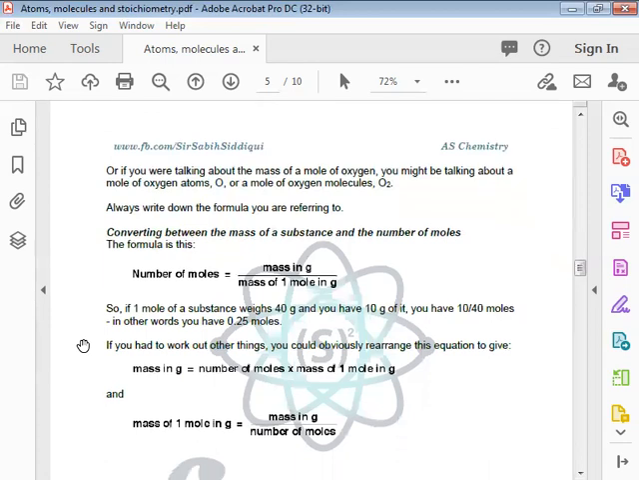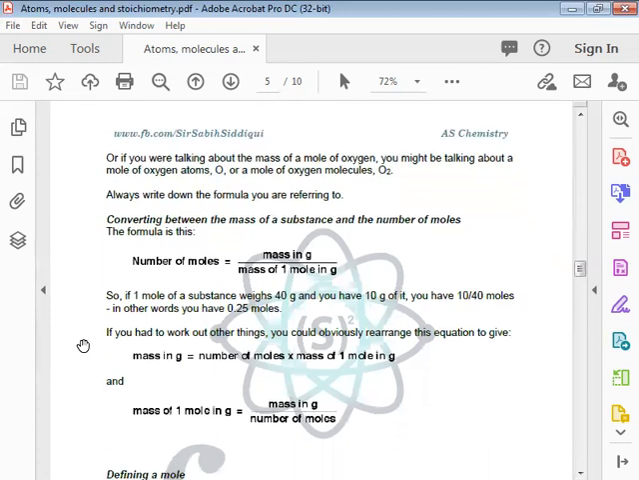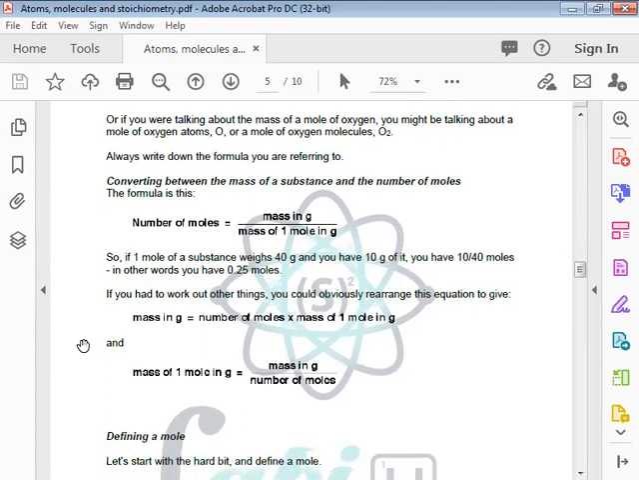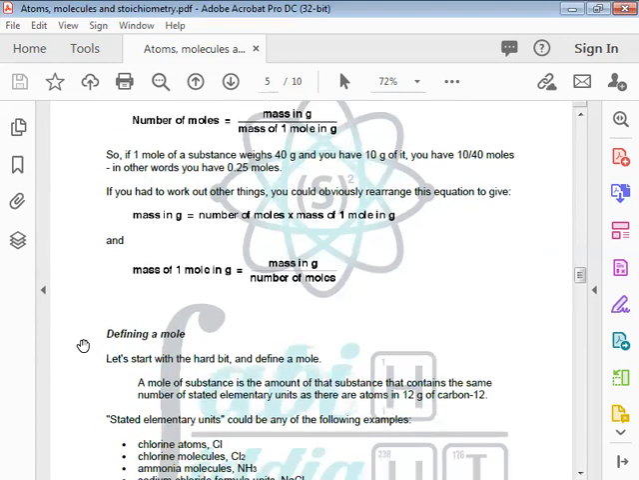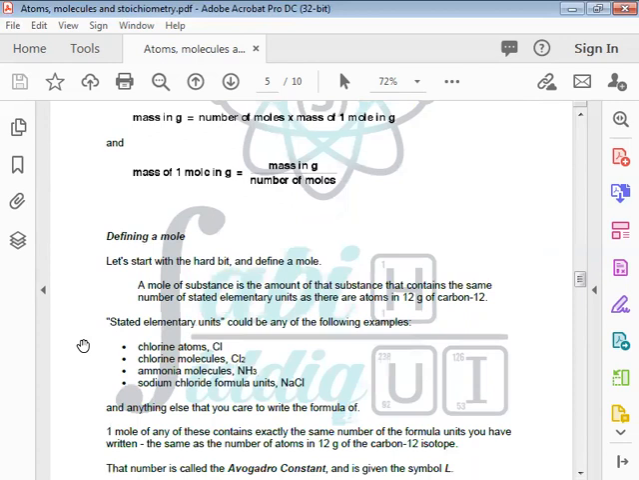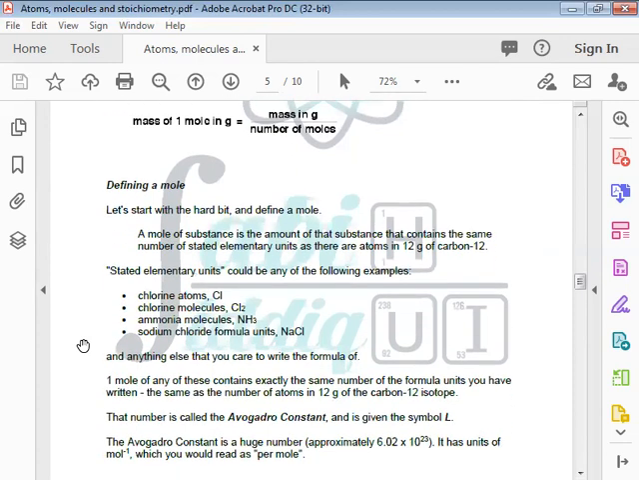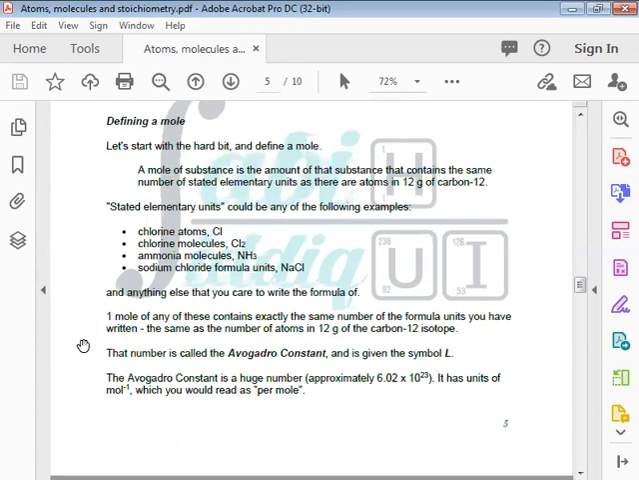So the formula can be rearranged in any way that you want to. Mass, Mr or Ar can be cross multiplied to the other side, and it can be rearranged in any particular way that you want to. Is this clear? Okay. Again, we have already defined the mole.